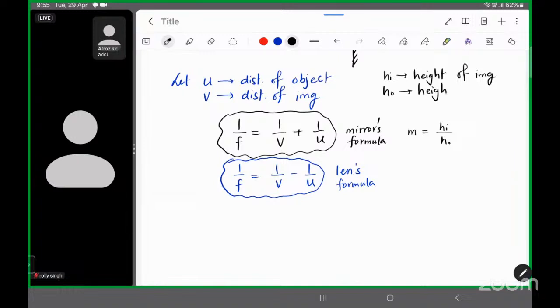हाइट ऑफ द ऑब्जेक्ट। ये फॉर्मूले का भी स्क्रीनशॉट लो। एम का जो दोनों जगह फॉर्मूला है, hi/ho रहेगा, hi/ho, लेकिन -v/u रहेगा मिरर के लिए, और +v/u रहेगा लेंस के लिए। So you have to separately remember this formula.